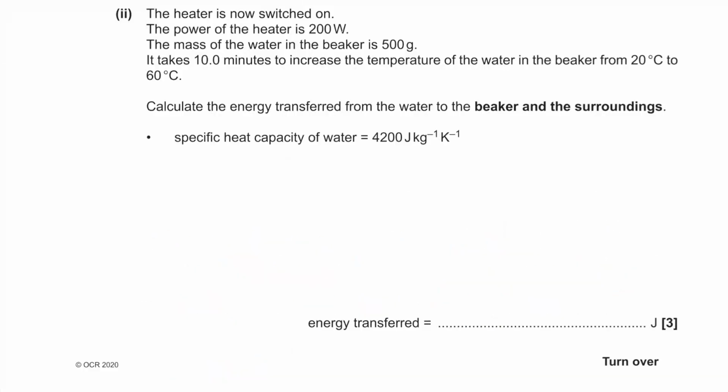Heater is switched on. We have a power. We have the mass of the water, let's call that MW. 10 minutes, so that's obviously going to be 600 seconds. We have a delta T, delta theta, whatever you want to call it, of 40 degrees or 40 Kelvin. Calculate the energy transferred from the water to the beaker and to the surroundings.